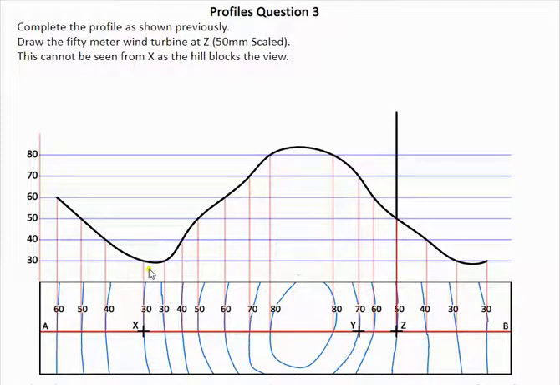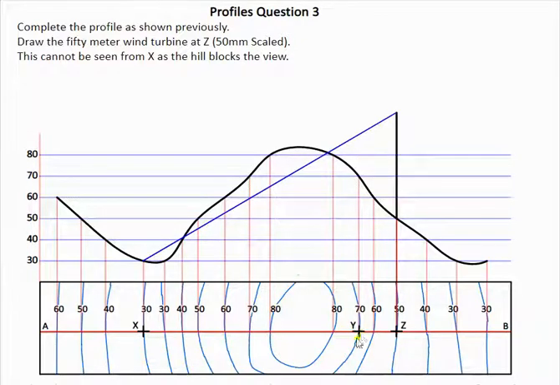So first of all we bring X up here, and if we're looking through here, what you'll notice is this hill will block out, we'll say, this windmill. So for example, if you had a house built in X here, you would not see this wind turbine at all from your house.